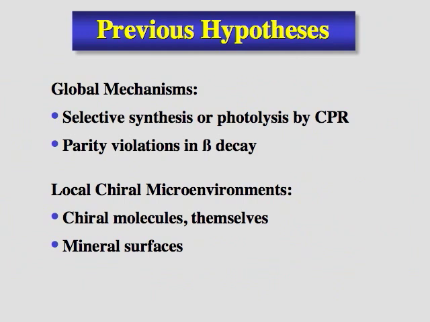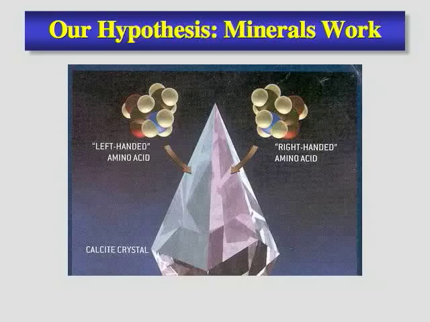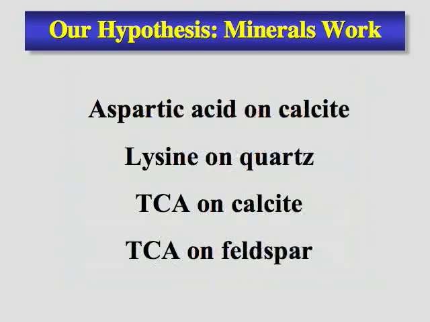So the hypothesis is that minerals work in this regard, that left and right-handed faces of minerals selectively concentrate left and right-handed molecules. I will tell you briefly that our recent work shows that, in fact, this is true. We can demonstrate this experimentally, and I'll give you some more insight on that. These are just some of the selective left and right-handed molecules. The TCA is a tricarboxylic acid, on calcites, on feldspars, on quartz. We're talking about the commonest of rock-forming minerals here, things that appear in all sorts of geological environments.